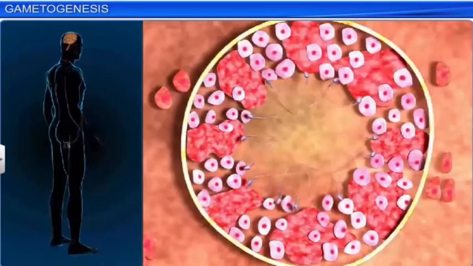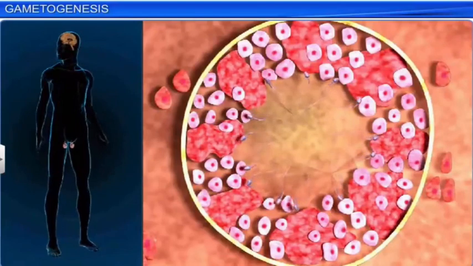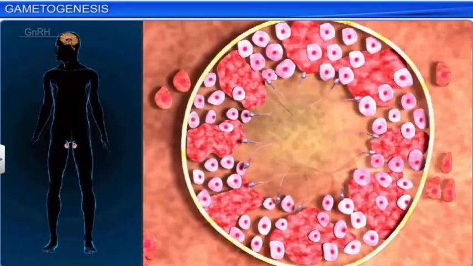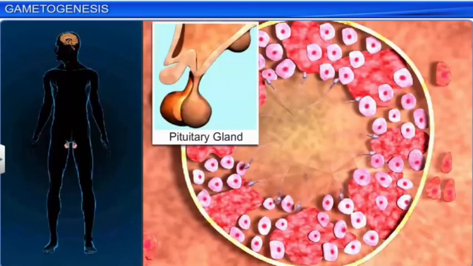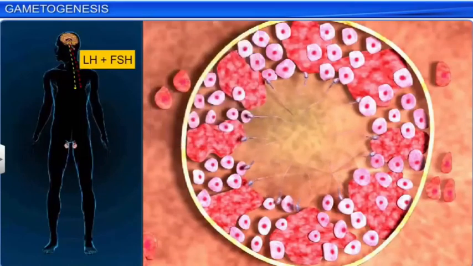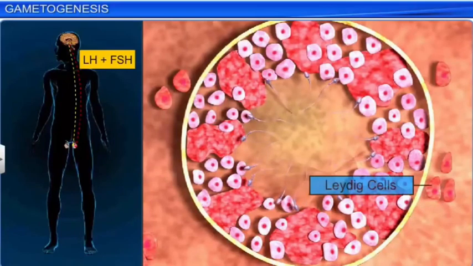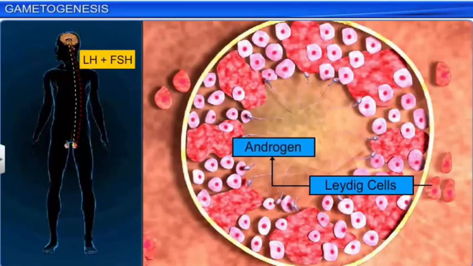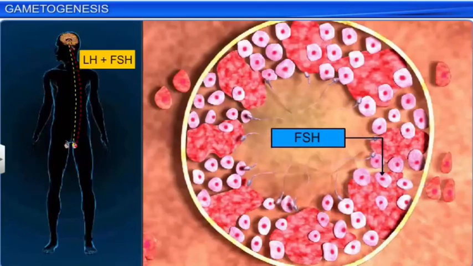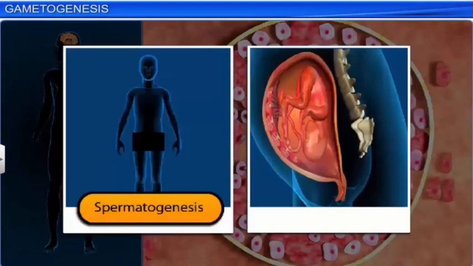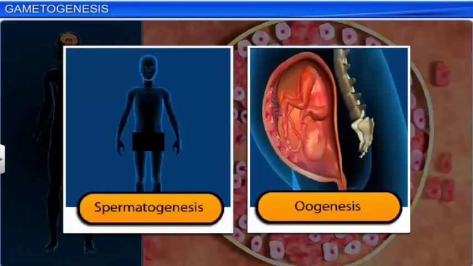The formation of sperm is triggered when the hypothalamus secretes high levels of gonadotropin-releasing hormone, or GnRH. This GnRH acts on the anterior pituitary gland and stimulates the secretion of the luteinizing hormone, or LH, and follicle-stimulating hormone, or FSH. LH, in turn, stimulates the Leydig cells to synthesize and secrete androgen, a hormone that triggers spermatogenesis. FSH, on the other hand, acts on the Sertoli cells to stimulate the secretion of substances that nurture sperm cells during spermatogenesis.